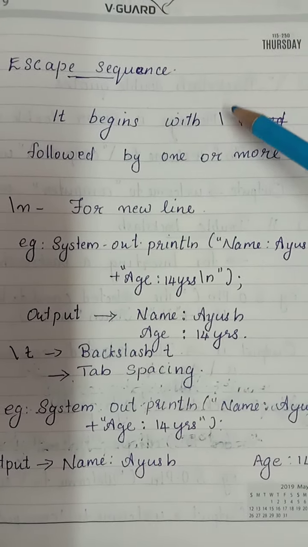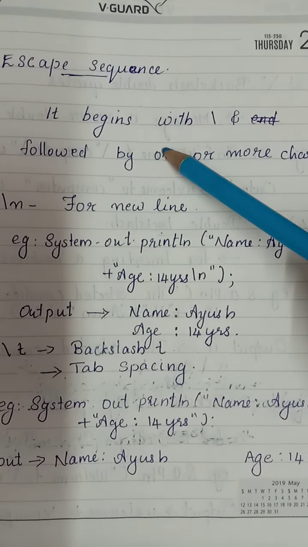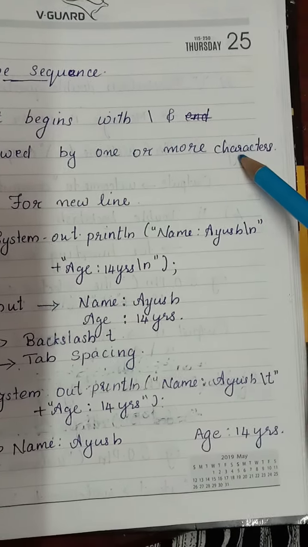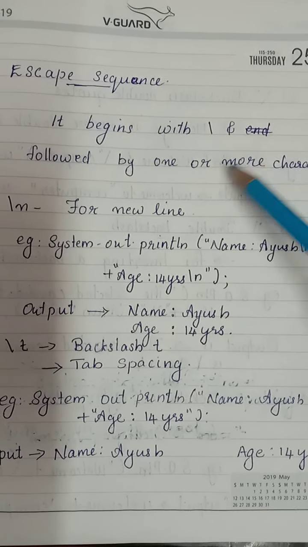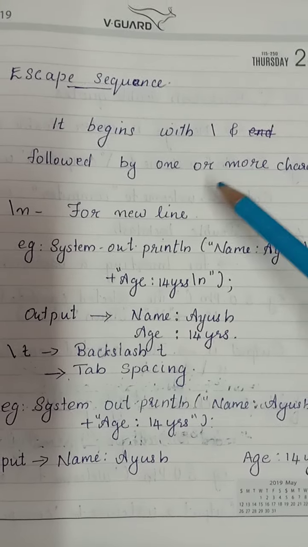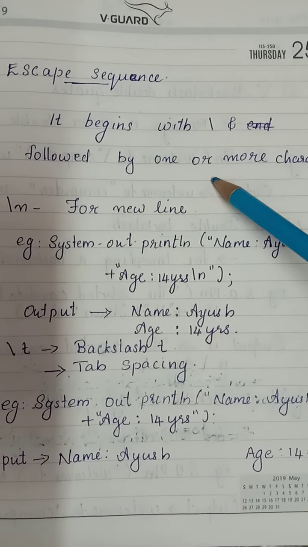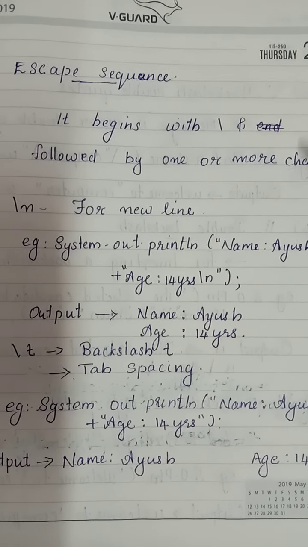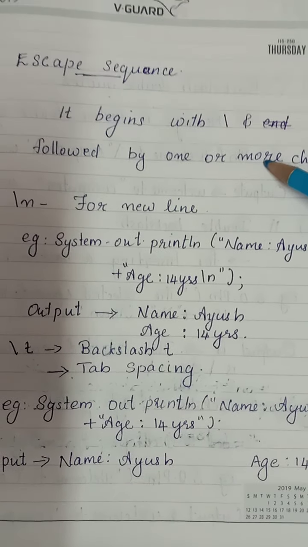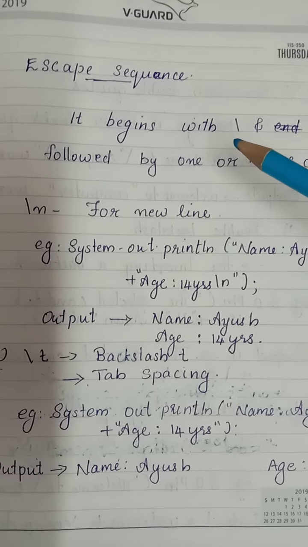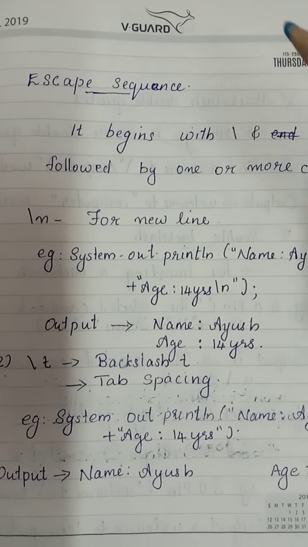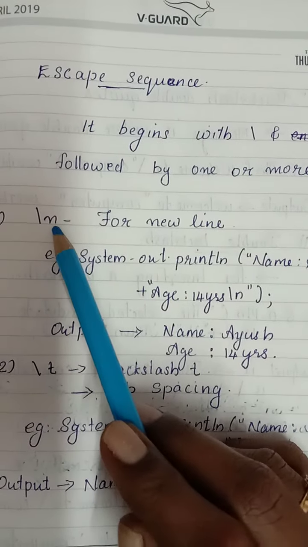It begins with a backslash followed by one or more characters. So it is also called backslash characters. There are some escape sequences we are using. For example, the first one is slash n.